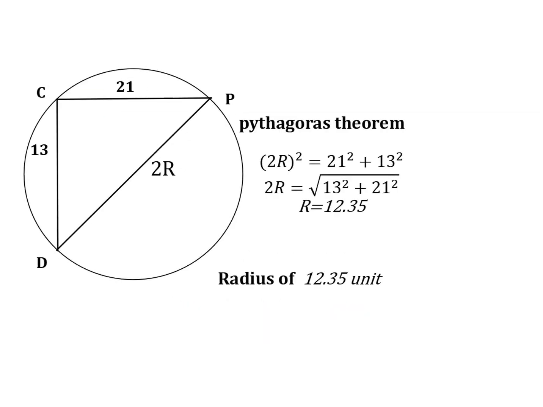Now use our favorite, obviously, the Pythagoras theorem. So (2r) squared, the diameter, equals 21 squared plus 13 squared. Obviously, after calculating the equation, we'll find the value. R, meaning the radius, is 12.35 units.